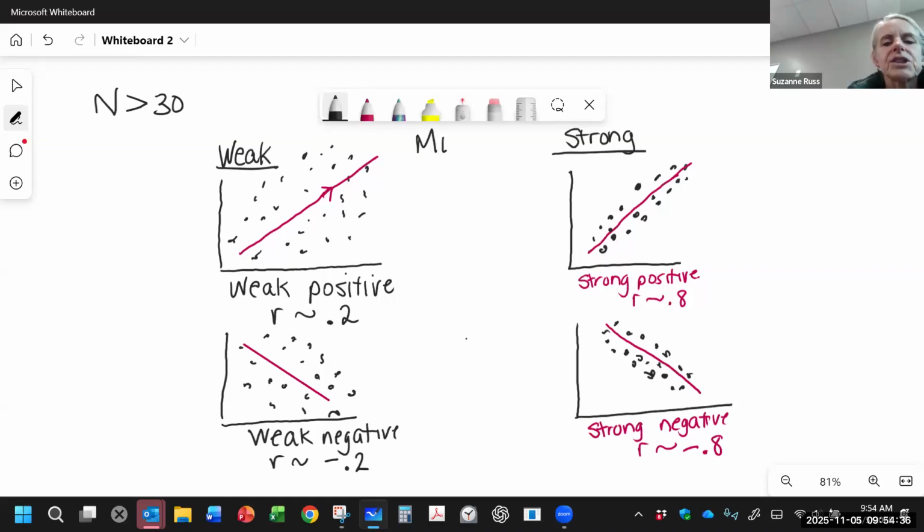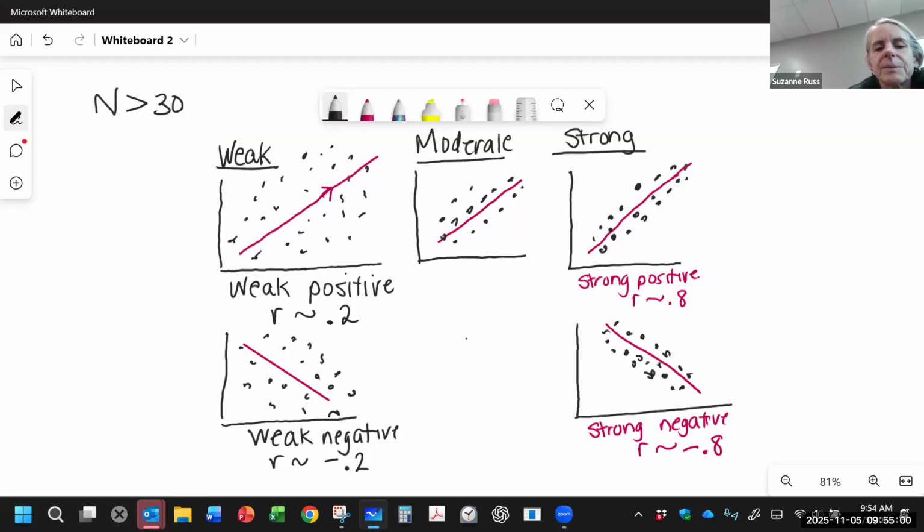And we could have a moderate relationship. In something like this, you could definitely tell the direction, but the points are not going to be close like these I'm drawing now. Some will be, but a lot more are going to be kind of farther apart from the line, something like that. I hope you can tell the difference in these. And this would be a moderate positive.